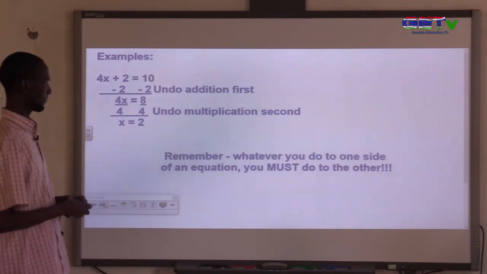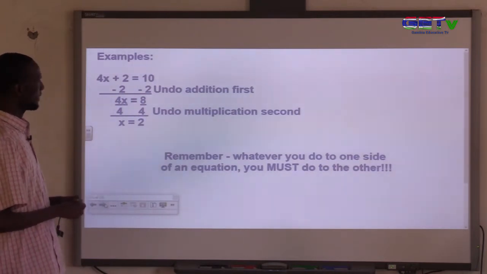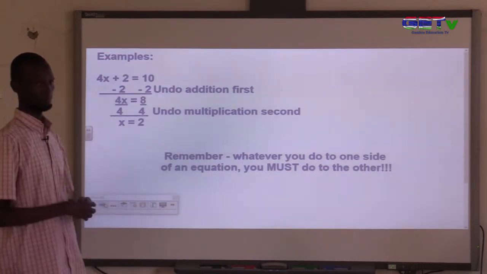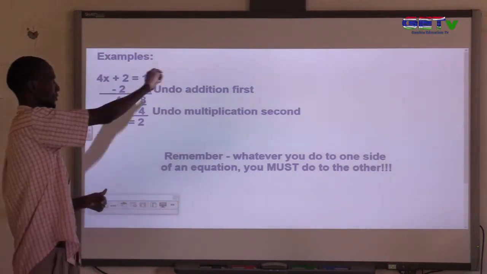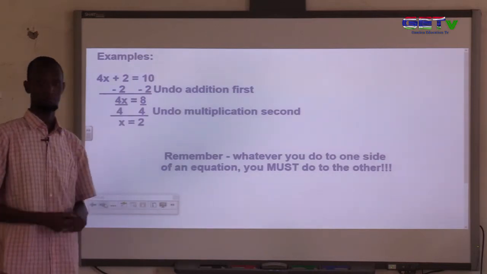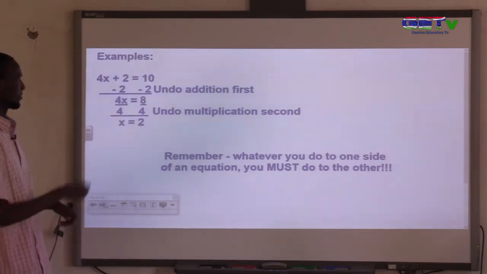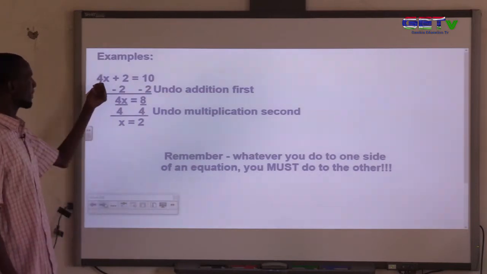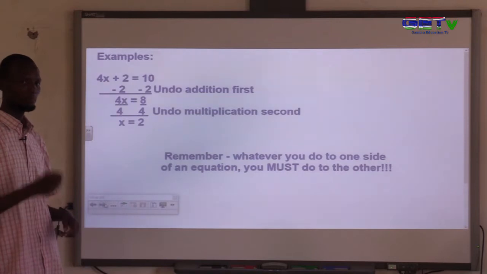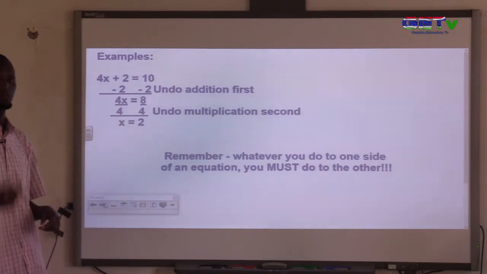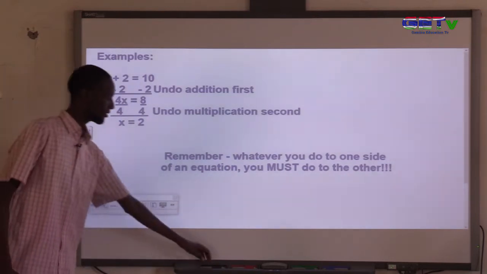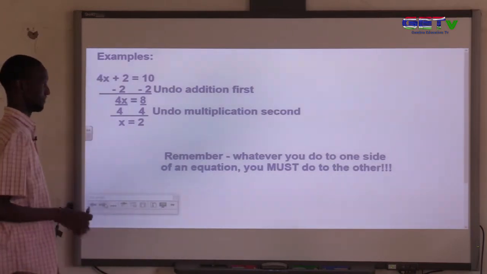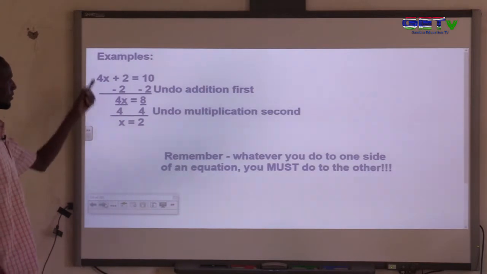Now here's an example. If we are given 4x plus 2 equals 10, solving that equation will require more than one step. But look at where the variable is. We have 4x plus 2. And remember, we are simply trying to isolate the variable. So we have 4x plus 2 on this side, and we want our variable to be alone.